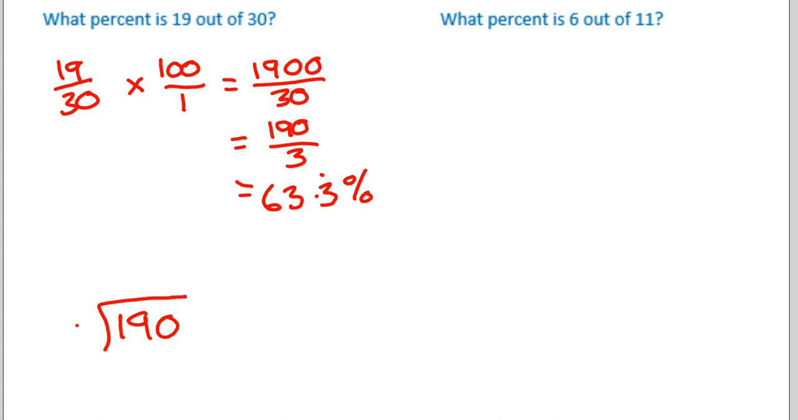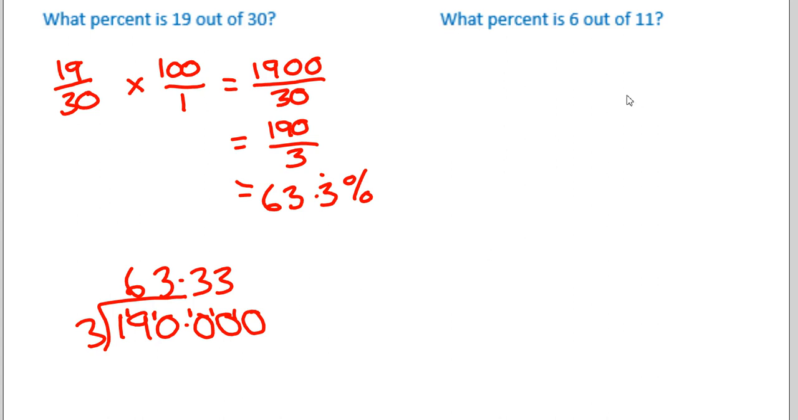Does 3 go into 1? No. 3 does go into 19 though, 6 times with 1 remainder, because 6 times 3 is 18. 3 goes into 10 3 times, but with 1 remainder, so we need to put a decimal point and a 0, and then 1 remainder. Line up the dot. 3 goes into 10 3 times, because it makes 9 with 1 remainder, and 3 times makes 9 with 1 remainder. So that's why we're getting 0.3 recurring.